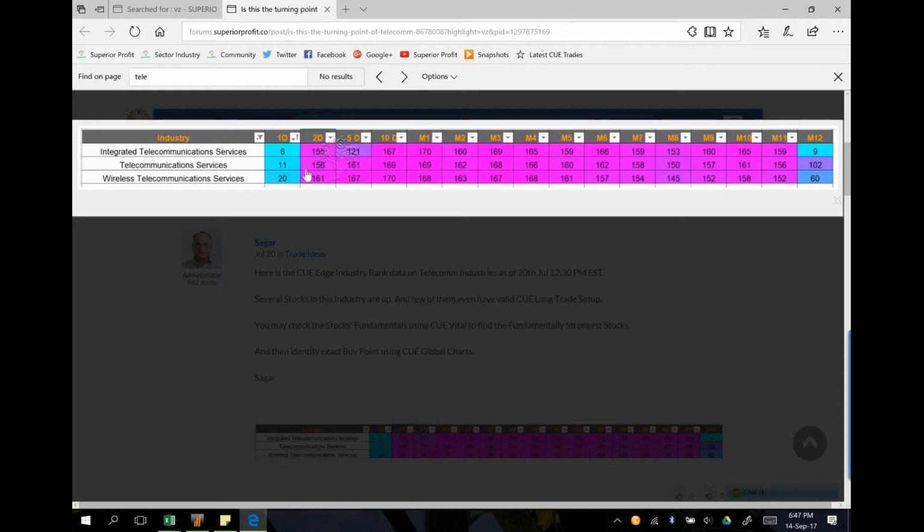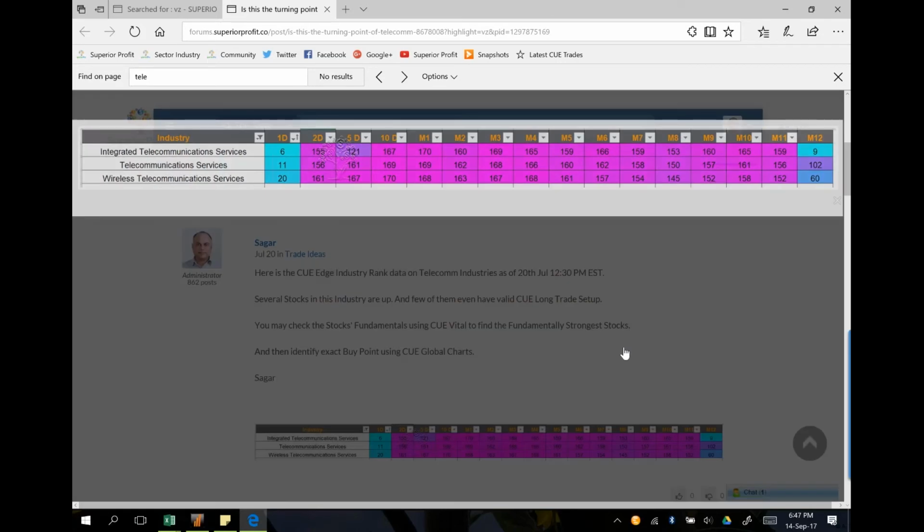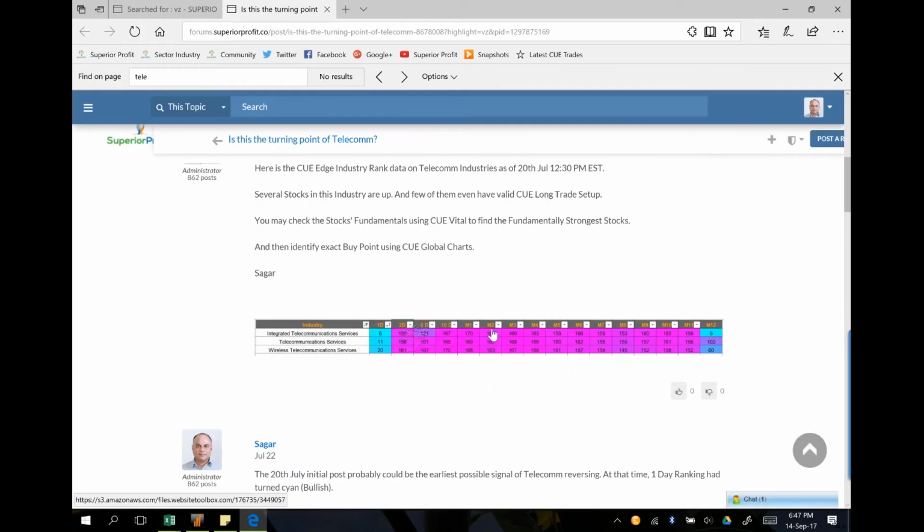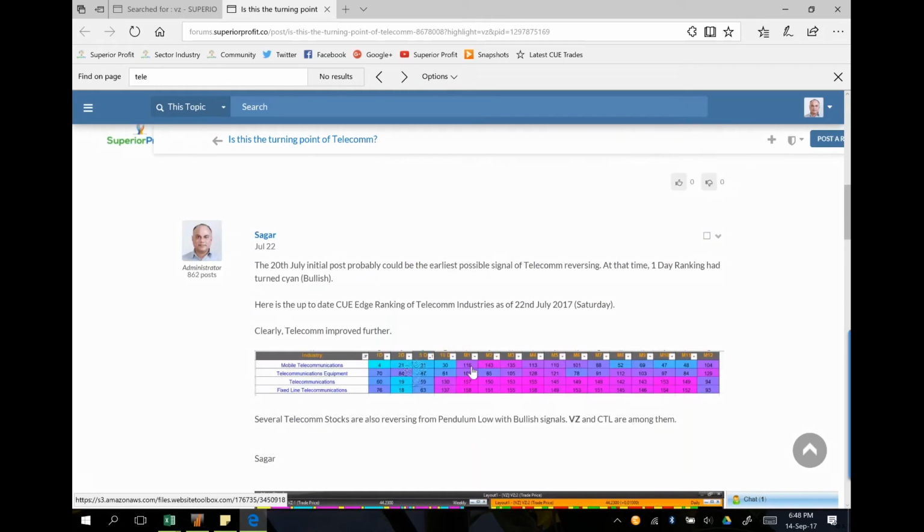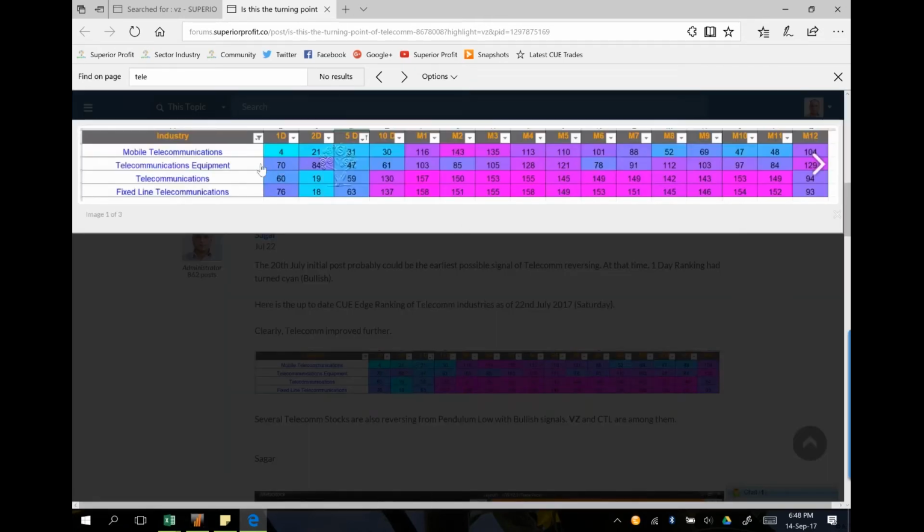So I thought that this may be the turning point for long-term investment as well as swing trading. However, for swing trading, I mentioned that our primary interval to look for cyan color long trade is 5 days. That was not cyan yet. So I posted it and mentioned that we may keep an eye. After a few days, again I posted, and by then you can see the 5-day period has turned cyan, and you can see even 2-day, 1-day period at that time were holding strong, remaining cyan.